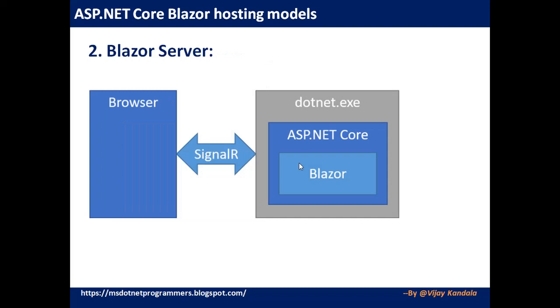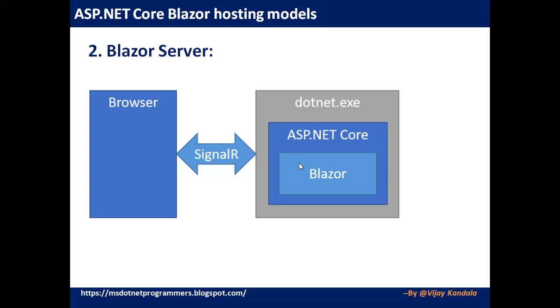Blazor Server. This is also called the server-side hosting model. With this hosting model, the application is executed on the server. Between the client and server, a SignalR connection is established. When an event occurs on the client, such as a button click, for example, the information about the event is sent to the server over the SignalR connection.